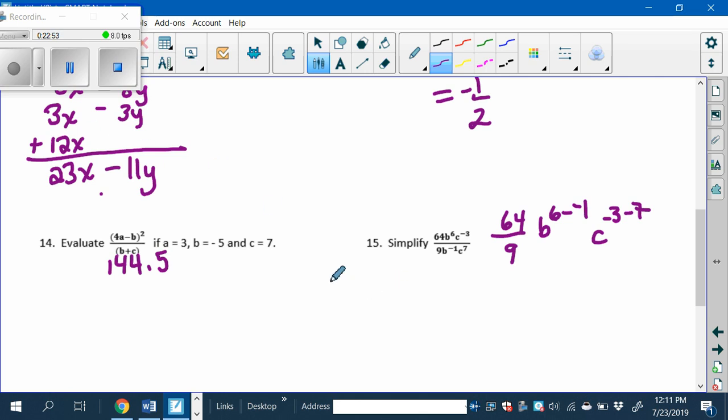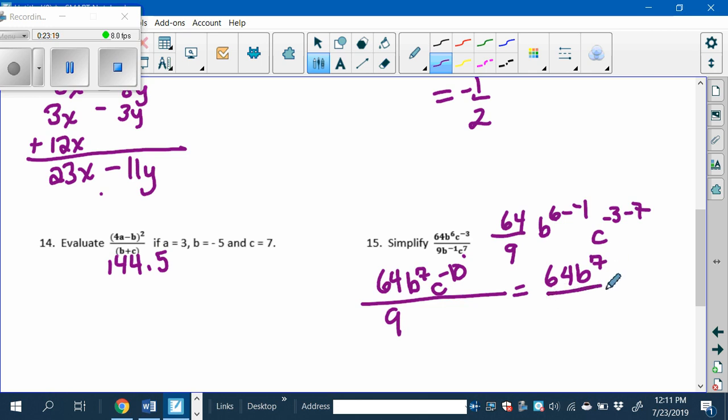So I get 64 with a 9 on the bottom, and b to the 6 minus -1 is b to the 7th, and then I get c to the -10. Now here, I cannot have a negative exponent, so what I do is I cross the line and I change the sign. So I get 64 b to the 7th divided by 9c to the 10th. So once I cross the line, this becomes a positive exponent.